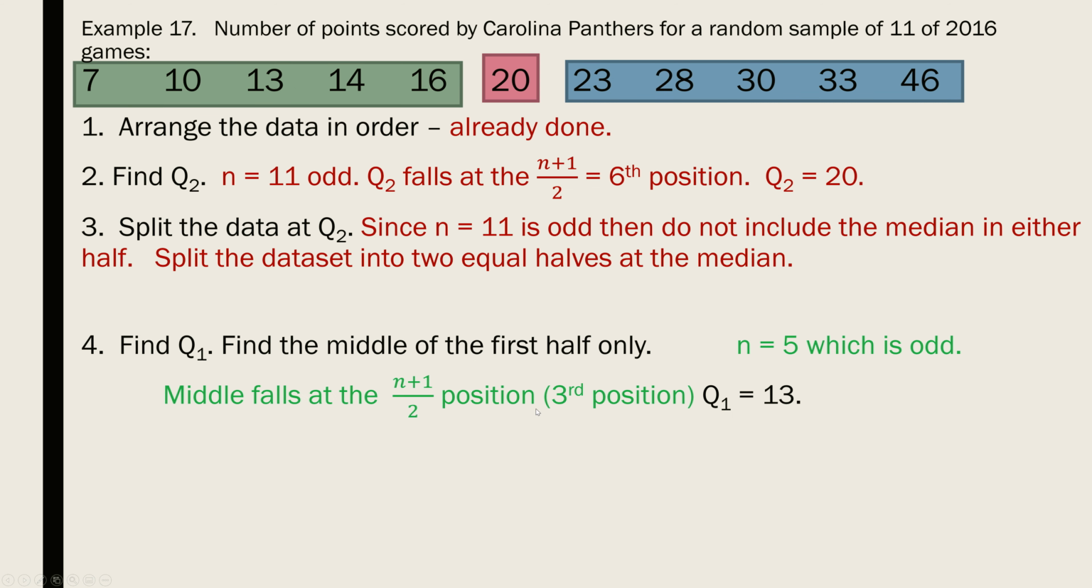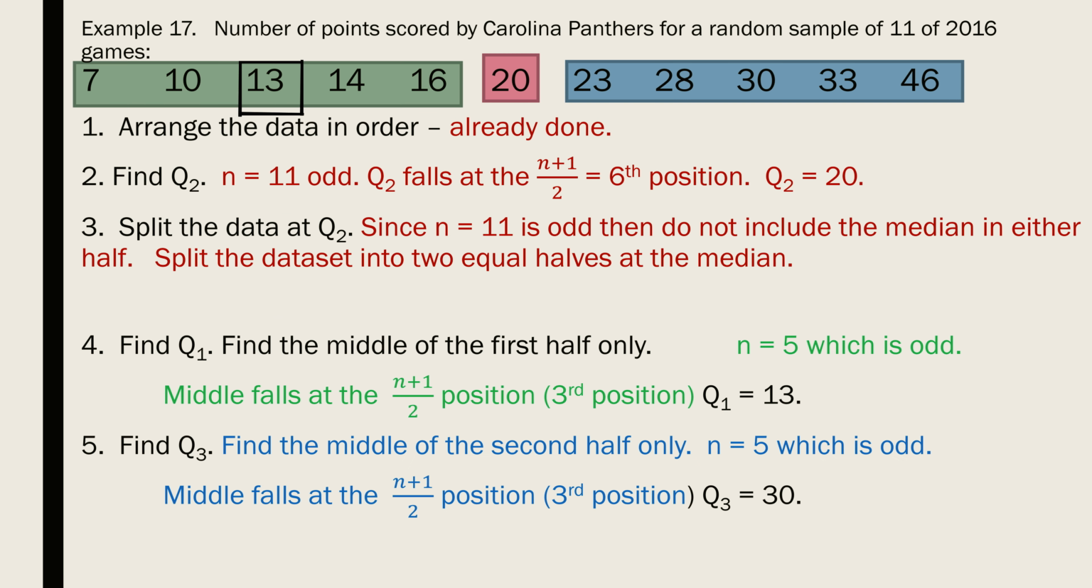Next step is to find the first quantile. We find the middle of the first half only. The first half only has 5 numbers, which is odd, so the middle falls at the third position. Hence, the first quantile is 13. Next, we want to find the third quantile. We find the middle of the second half only. The second half has 5 numbers, and 5 is also odd. So the middle falls at the third position, which is 30.